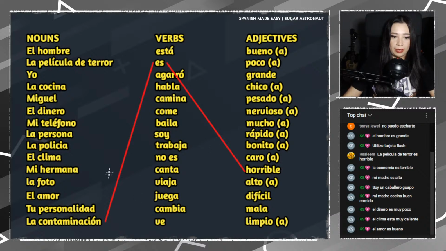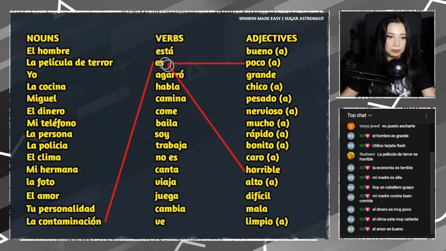Oh boy. La contaminación es poca. The pollution is just a little, not much pollution. It's not much. So that's good. And once again, we're saying poca because we're talking about the pollution itself. La contaminación es poca. La contaminación, feminine noun, that's why we use poca.